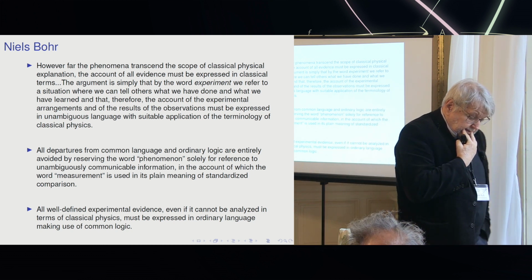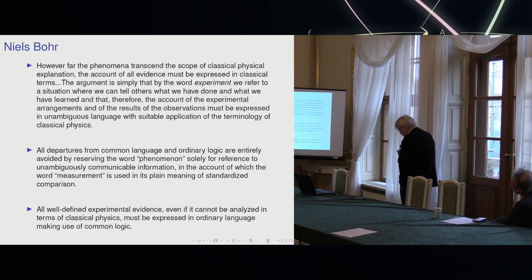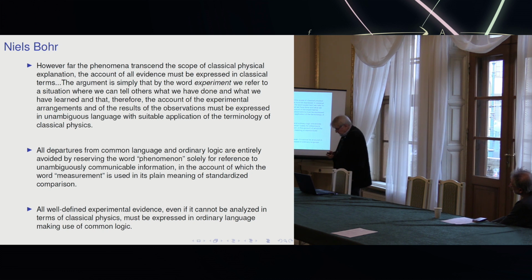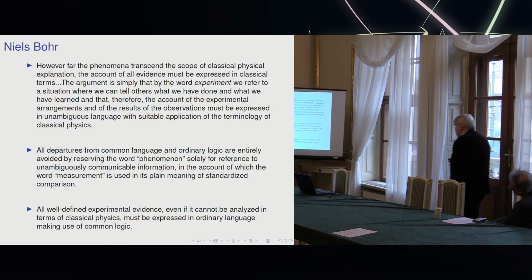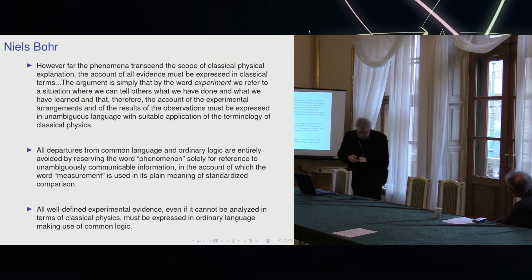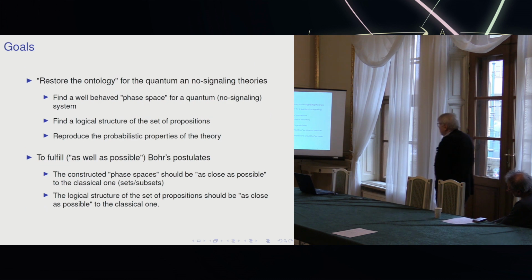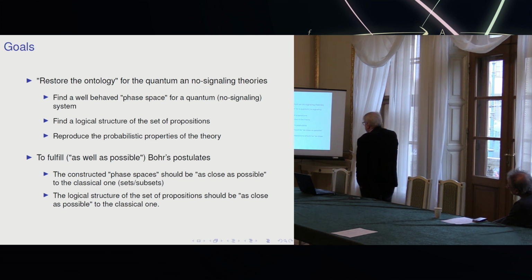So all that we can learn from quantum mechanics, we have to explain or express in terms of classical terms. Obviously he didn't mean what I mean here, that we should somehow construct all these theories to be as analogous as possible to classical physics. Okay? So our goal is to restore the ontology for the quantum and no-signaling theories. And what is this goal? Find a well-behaved phase space for quantum, non-signaling, or especially for no-signaling systems. For quantum, it was done in a sense. I will show you. Find a logical structure of the set of propositions and reproduce the probabilistic properties of the theory.